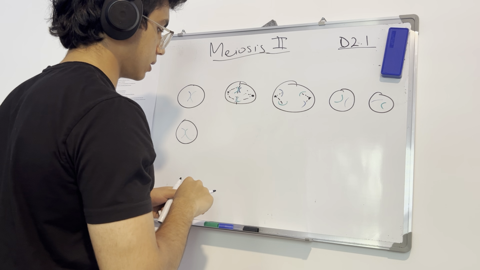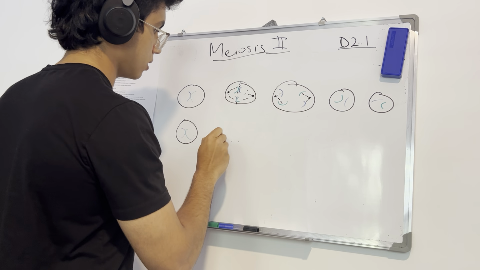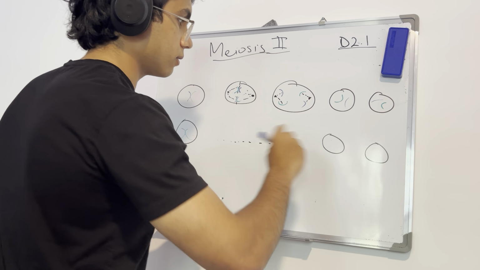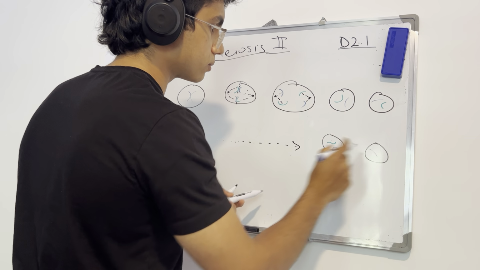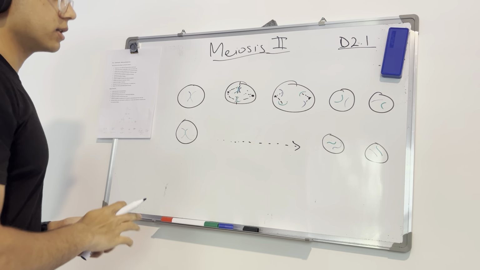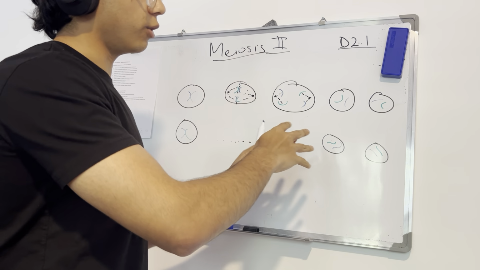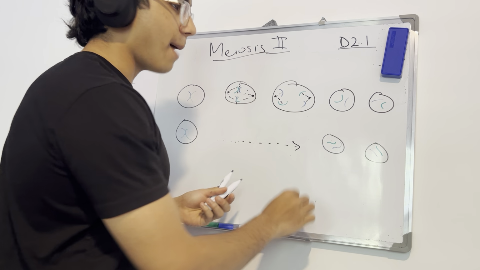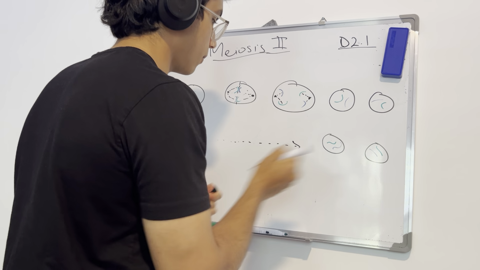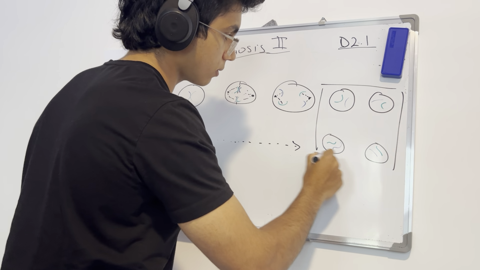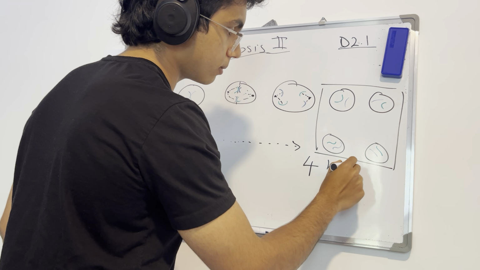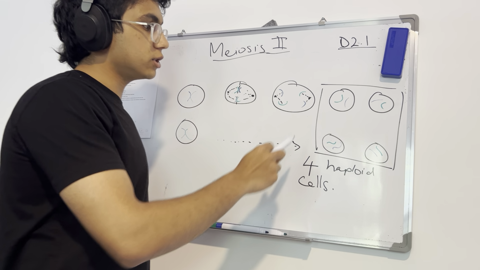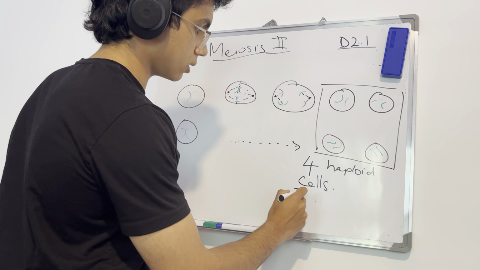So at the end, you'll be left with four copies. Well, they're not going to be exactly copies because obviously they've crossed over and they'll have different patterns, but you're at the end going to be left with four haploid cells, and these four haploid cells are actually just going to be 23 chromosomes each.